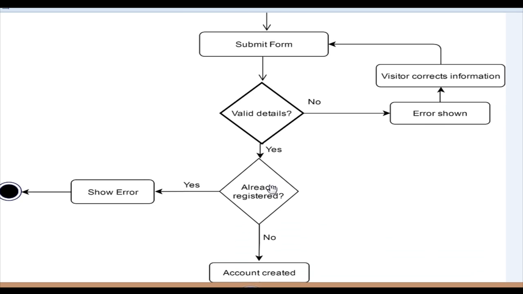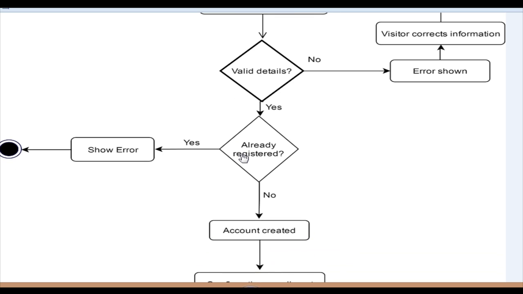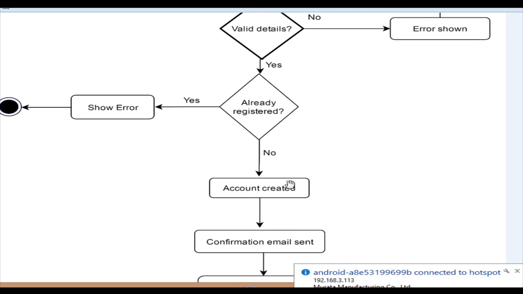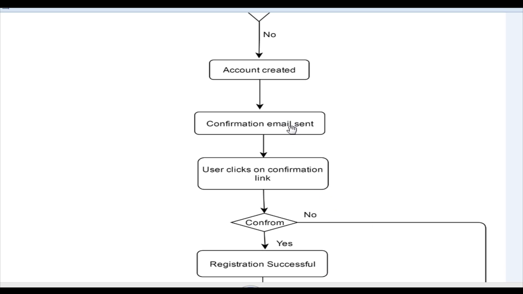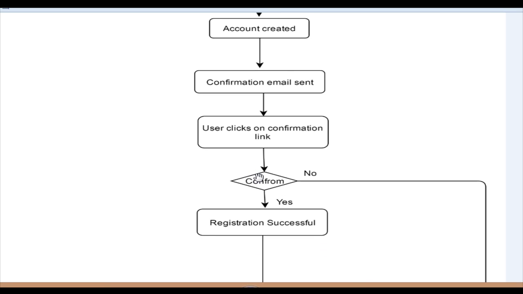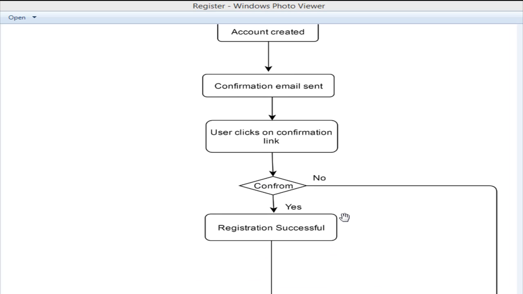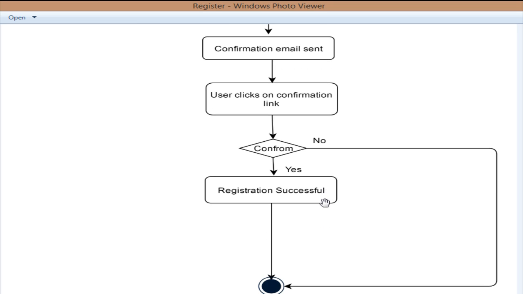If yes, the system checks whether the user is already registered or not. If already registered, it shows an error and finishes. If already registered is no, it creates a new account and sends a confirmation email. The user clicks the confirmation link. The system checks whether it is confirmed. If confirmed is yes, registration is successful. If confirmed is no, it finishes.